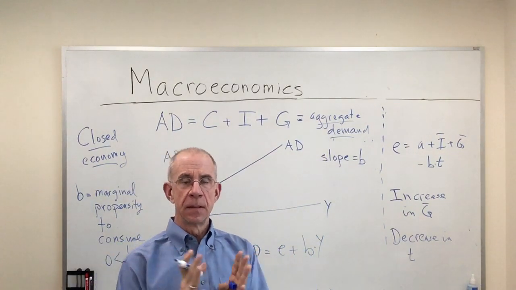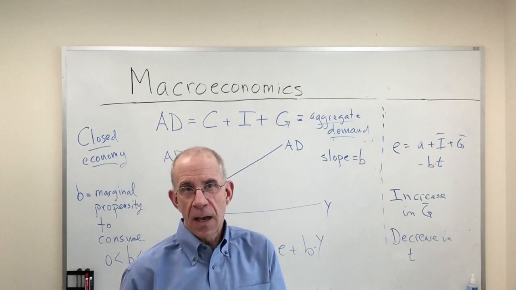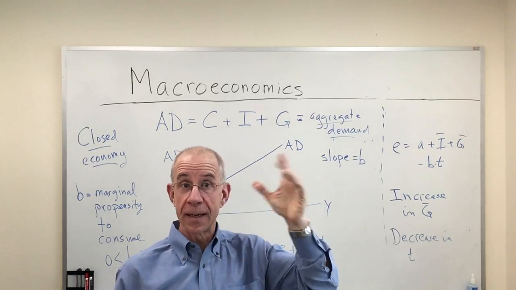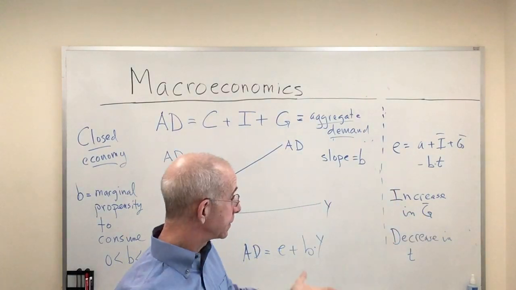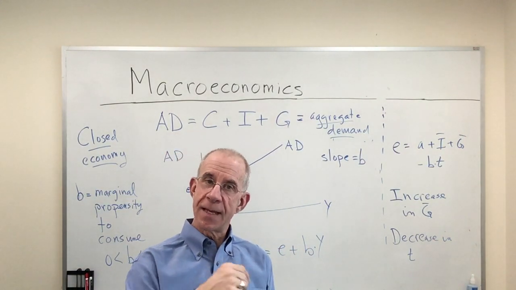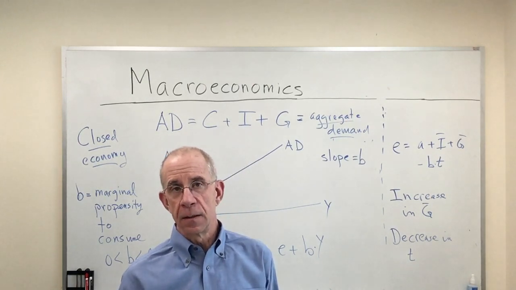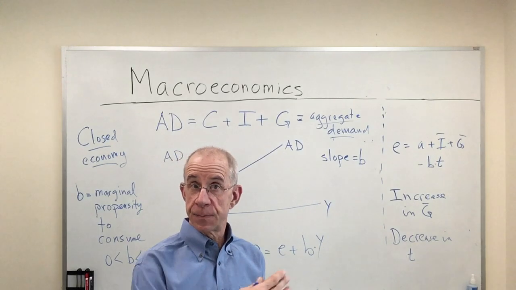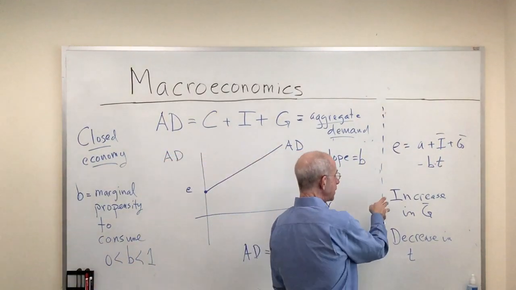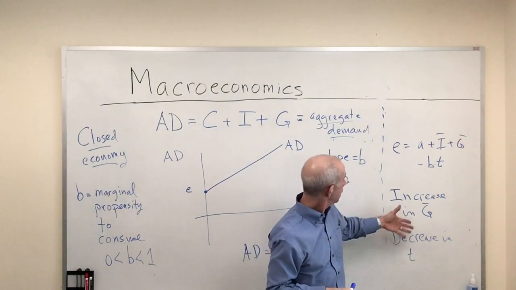Now, I think it should be relatively straightforward conceptually to think, well, if you've got an increase in government spending on goods and services, there's going to be an increase in demand. Okay, that seems pretty clear. If you reduce taxes, that's going to put more income in people's pockets, and they're going to be able to spend more and buy more stuff.